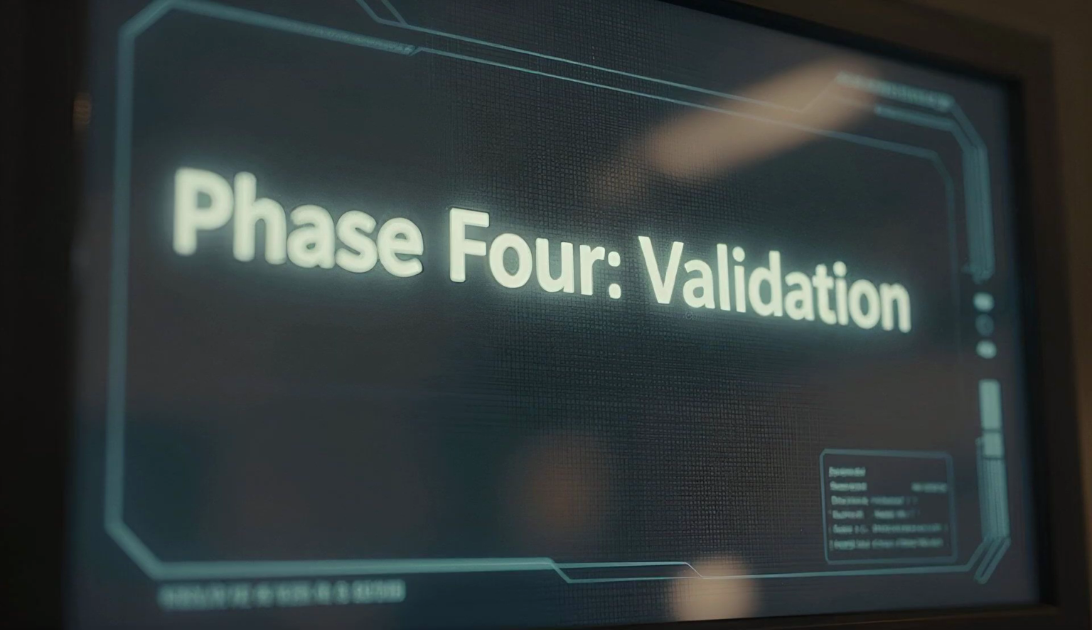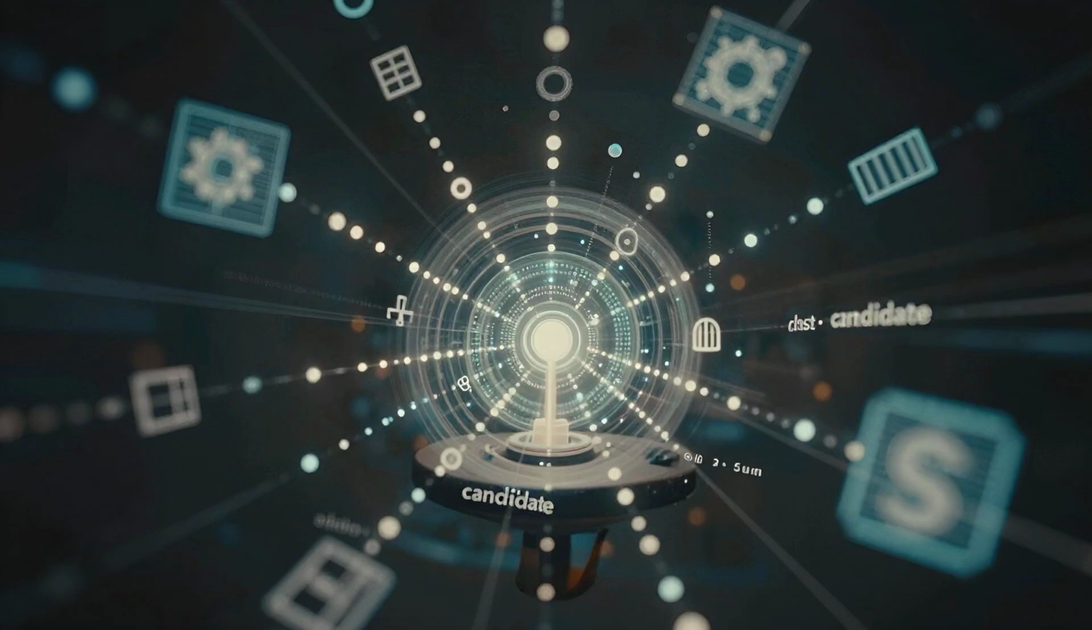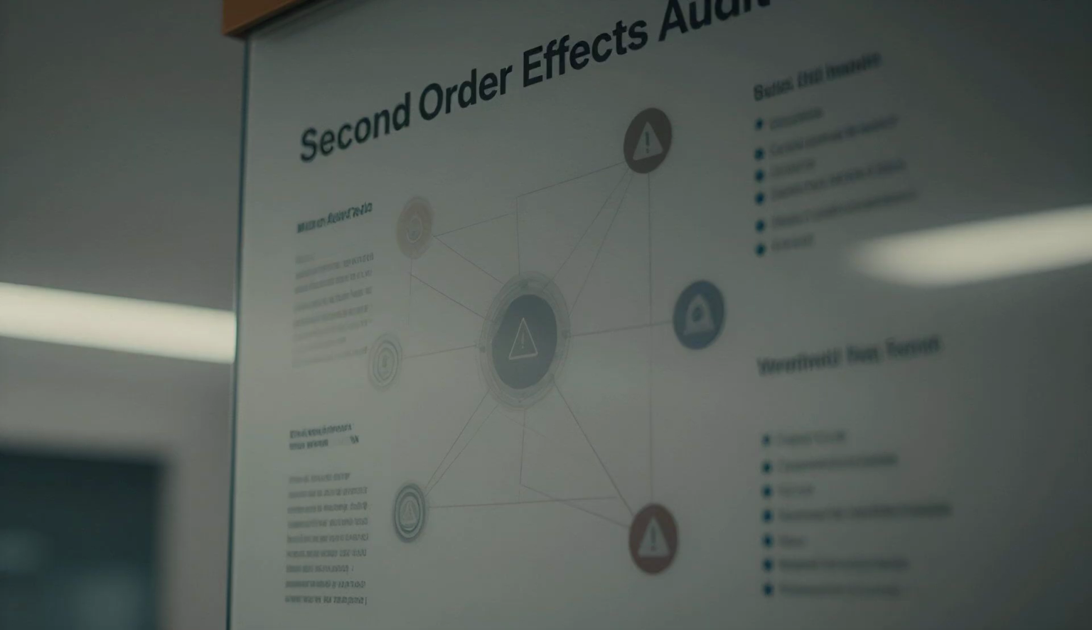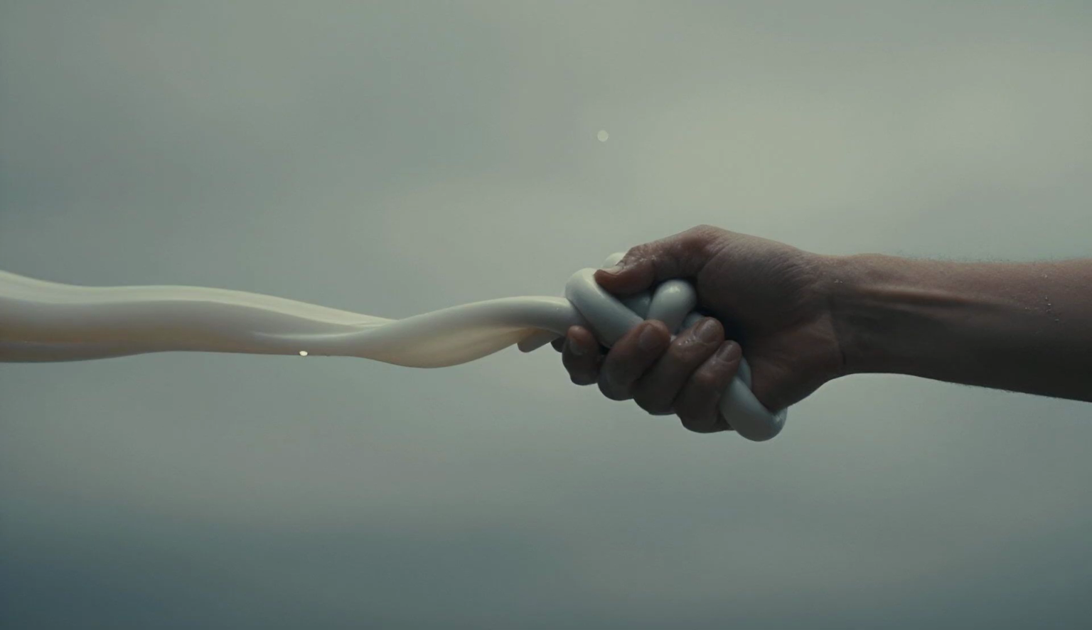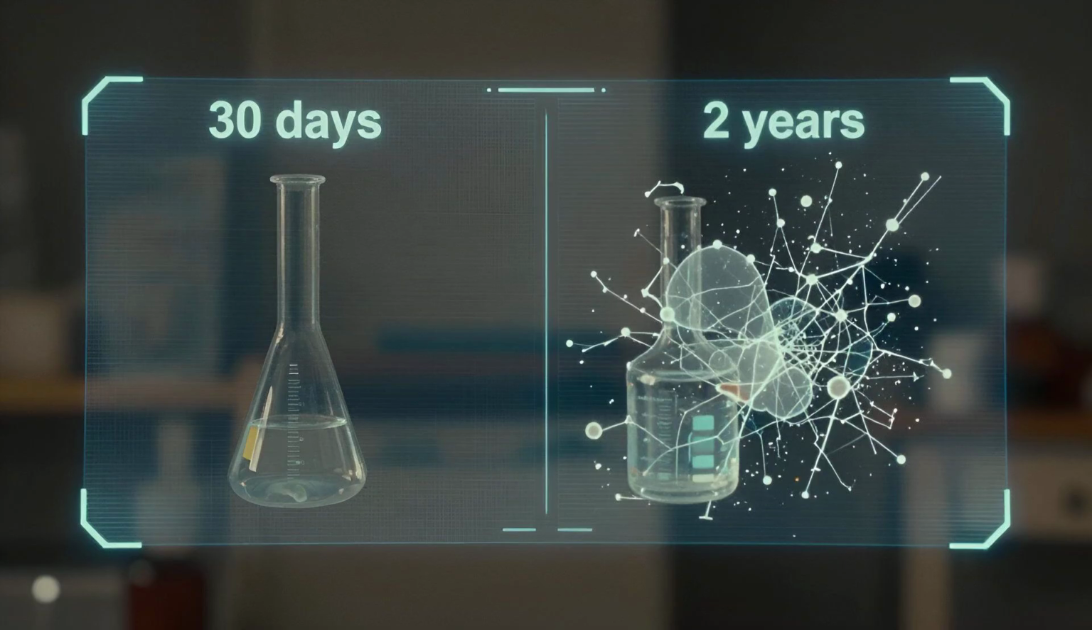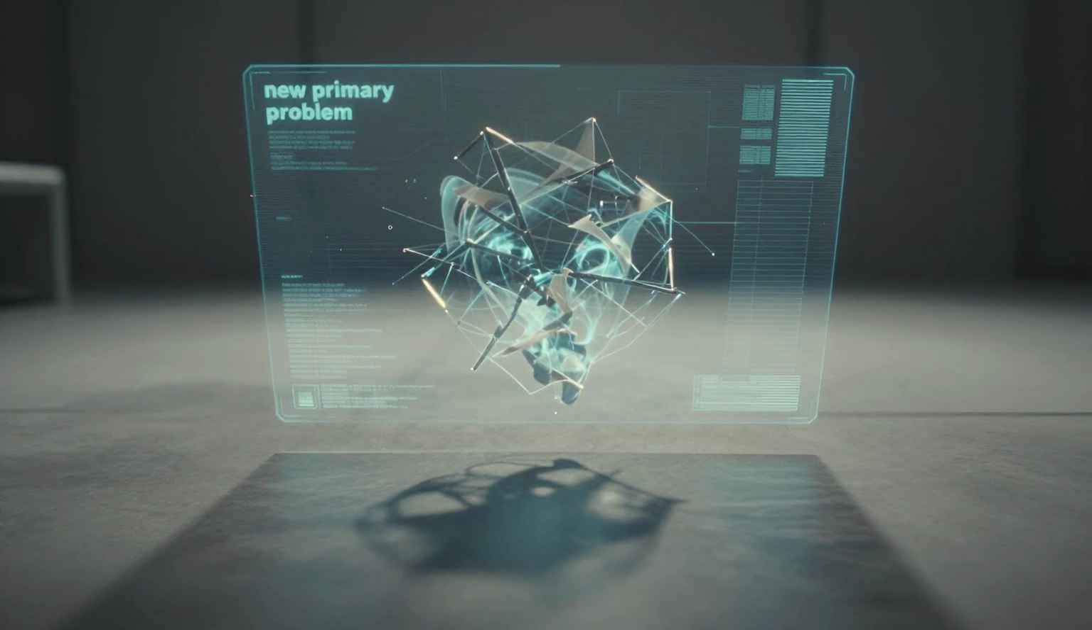Phase 4. Validation. Your top candidates now face 2 tests. The first test is called the second-order effects audit. You ask, and then what? Not once. At 30 days. At 6 months. At 2 years. The effects at each horizon are different in character. A solution that looks clean at 30 days can look like a new primary problem at 2 years.